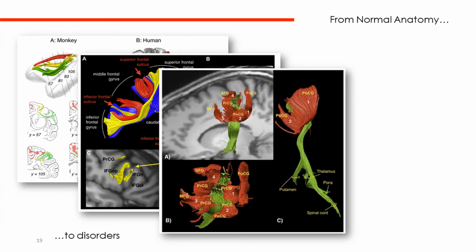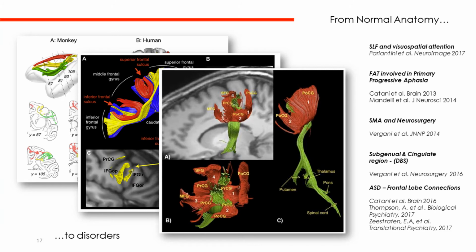So in our lab, normally we have this kind of approach. We always try to study normal anatomy first, and then we look at disorders. We learn how to dissect different tracks, these new tracks we can see with spherical deconvolution, and then we apply this to different disorders or pathologies. For example, here we apply it to the SLF and visual spatial attention with Parlatini, for example ADHD, and stroke in the case of neglect. Then we also have primary progressive aphasia from the frontal tract, and of course neurosurgical applications or brain stimulation applications. So we understand how to do the tracks, and now we can apply them.